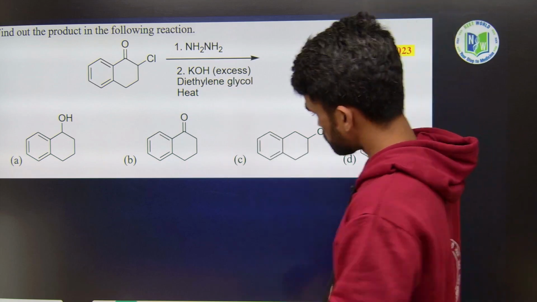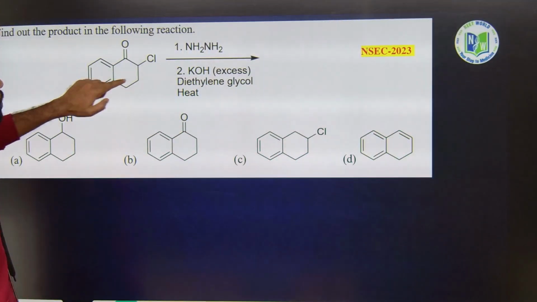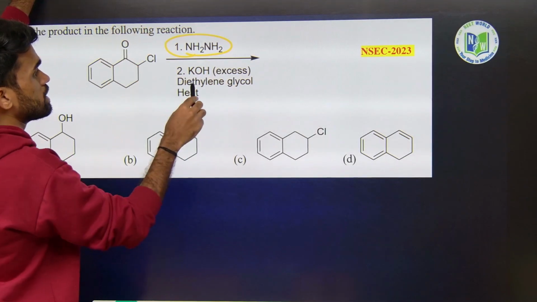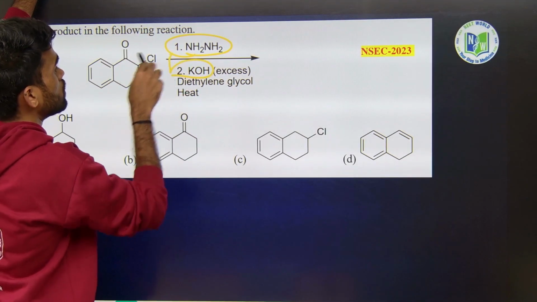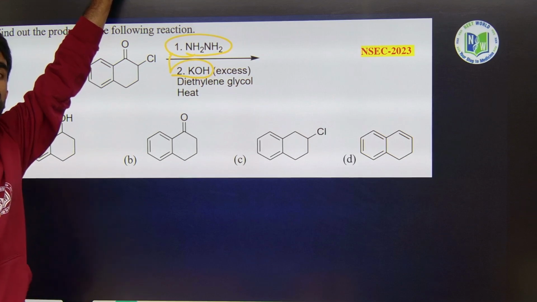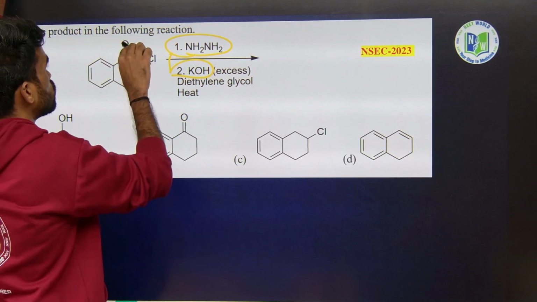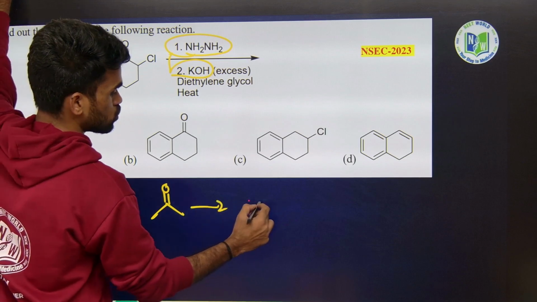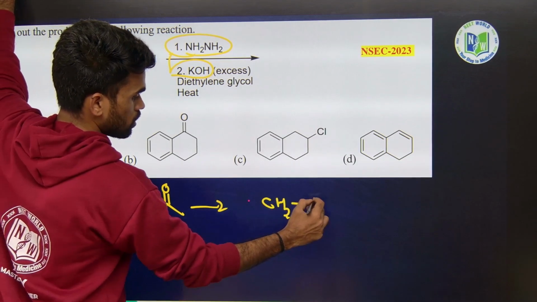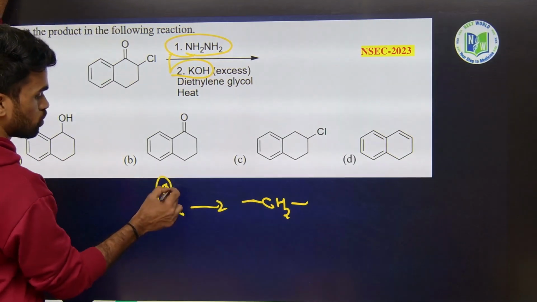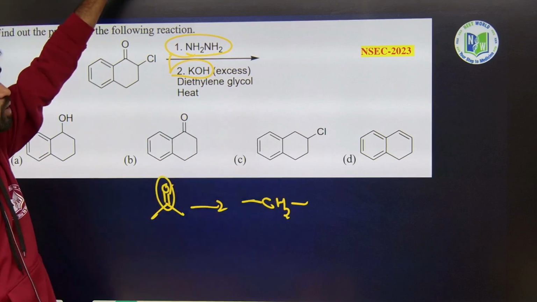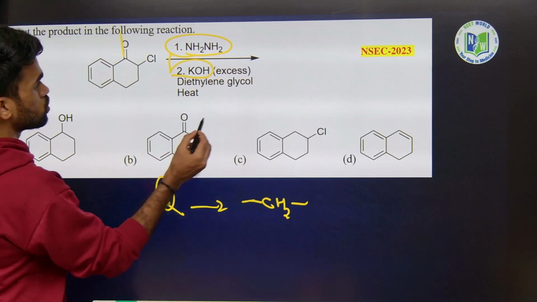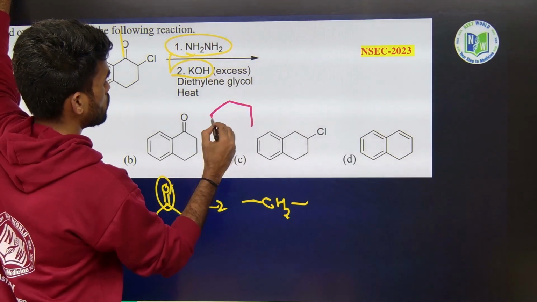This is the last question we have from this session. The given compound is treated with hydrazine. What will this hydrazine do? Hydrazine in the presence of basic medium is called the Wolff-Kishner reduction, which converts the C double bond O group to a CH2 group. So this group will be converted into CH2, methylene is formed. You just need to remove this double bond O, so that you get a compound like this.